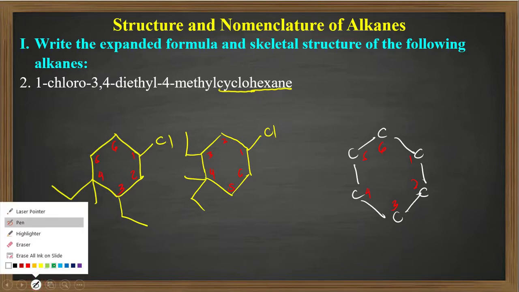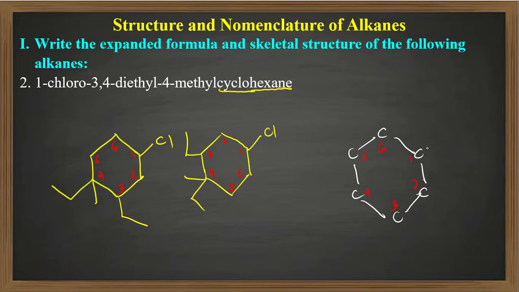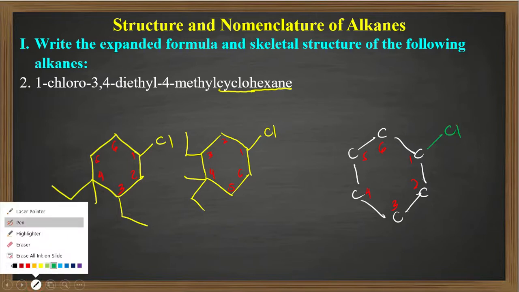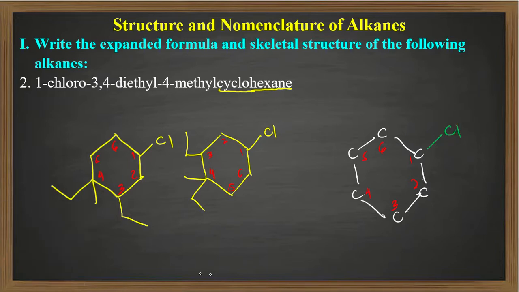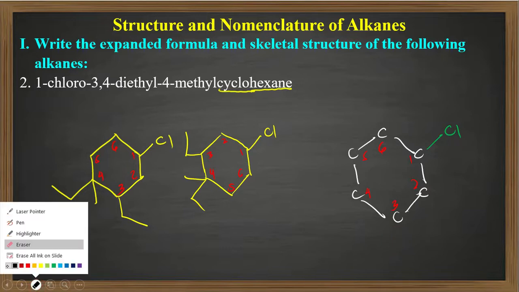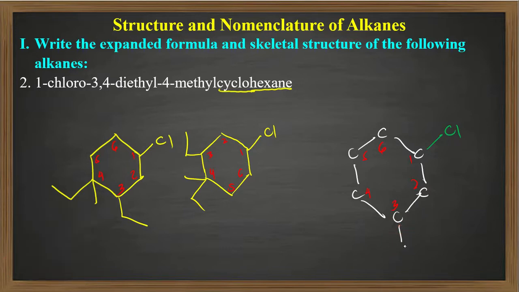Let's use green for halogen. So we have a chlorine atom here. Okay? And then, meron tayong ethyl in carbon number 3. Oops, that's black. Erase that one. Okay? Meron tayong ethyl in carbon number 3. Also in carbon number 4. At saka isang methyl in carbon number 4 pa rin.